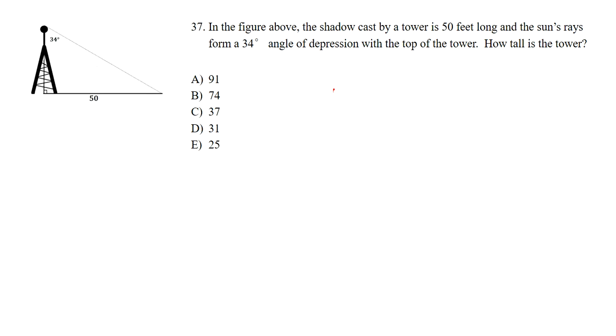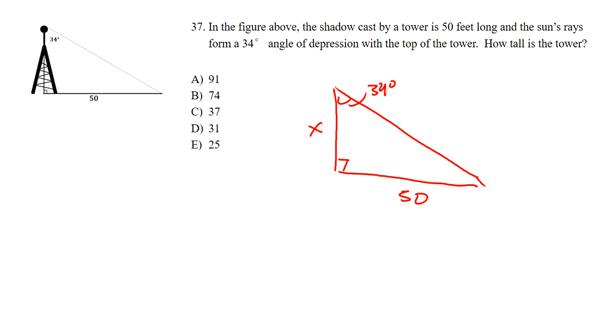So let's redraw that. So we get this triangle. It's a right triangle. This length is 50. This is the height of the tower, X, that we're trying to find, and we know that this angle is 34 degrees. So I'm going to go ahead and use the law of sines to figure this problem out. So first I want to figure out the measure of this angle. I'm going to call it theta.